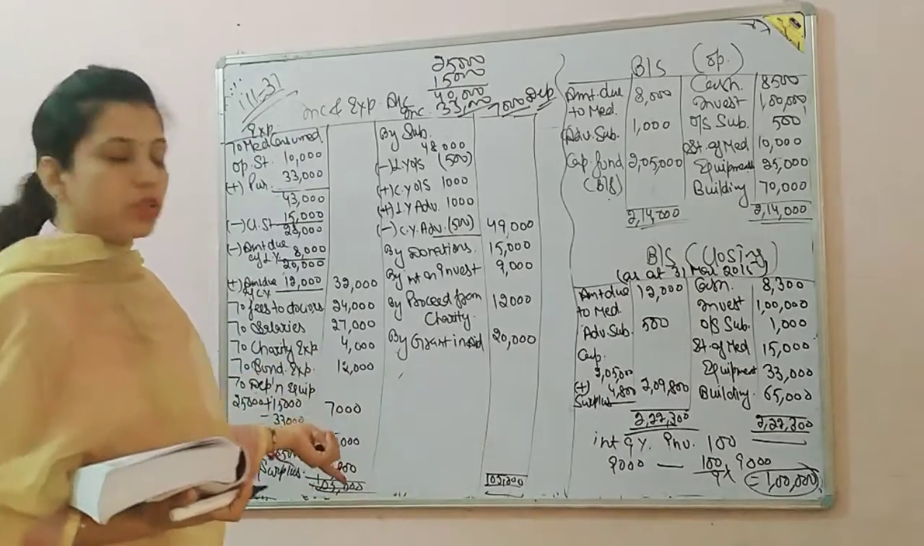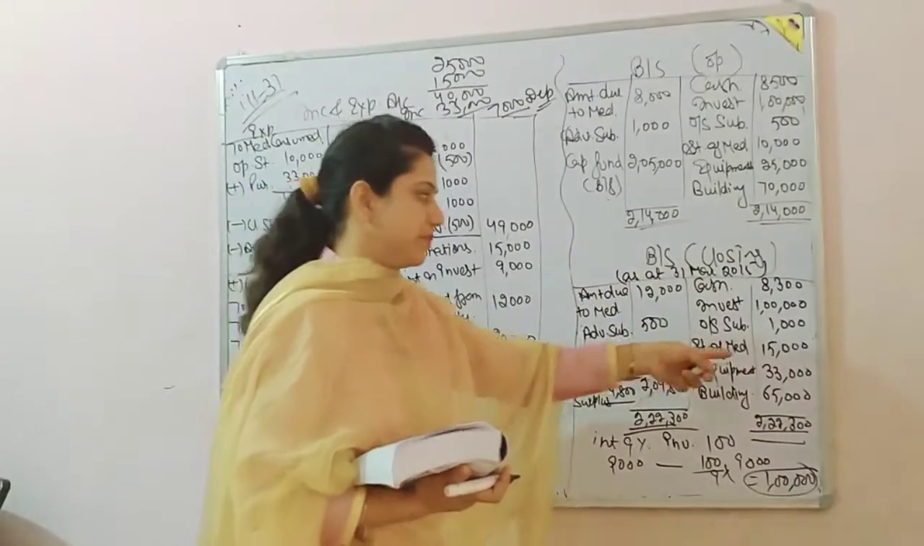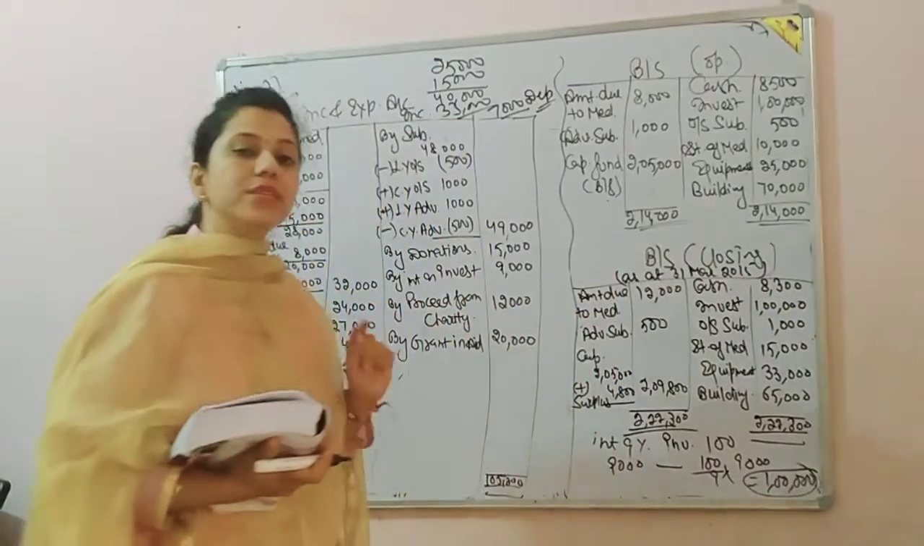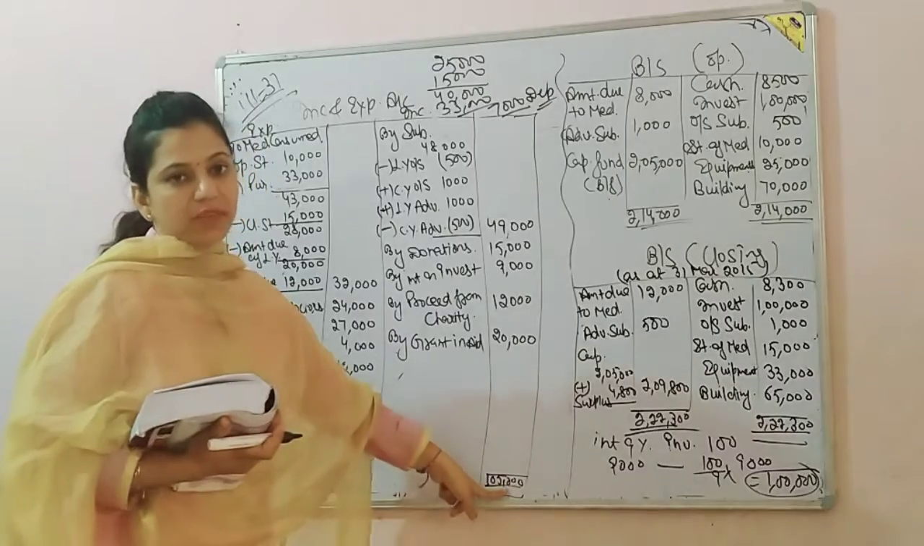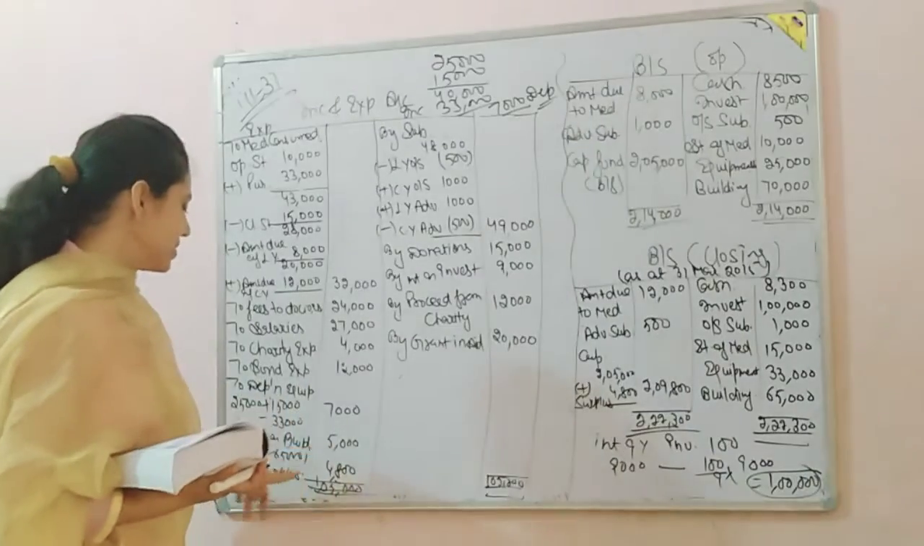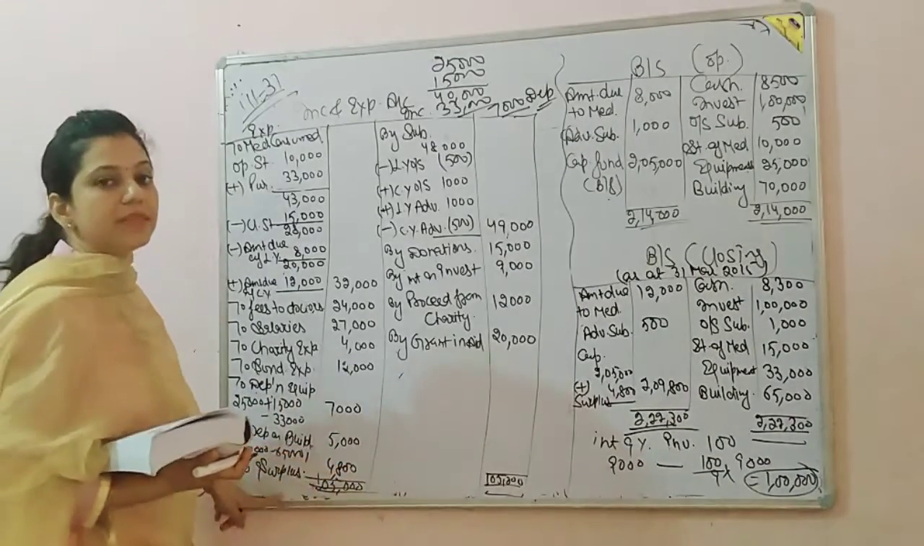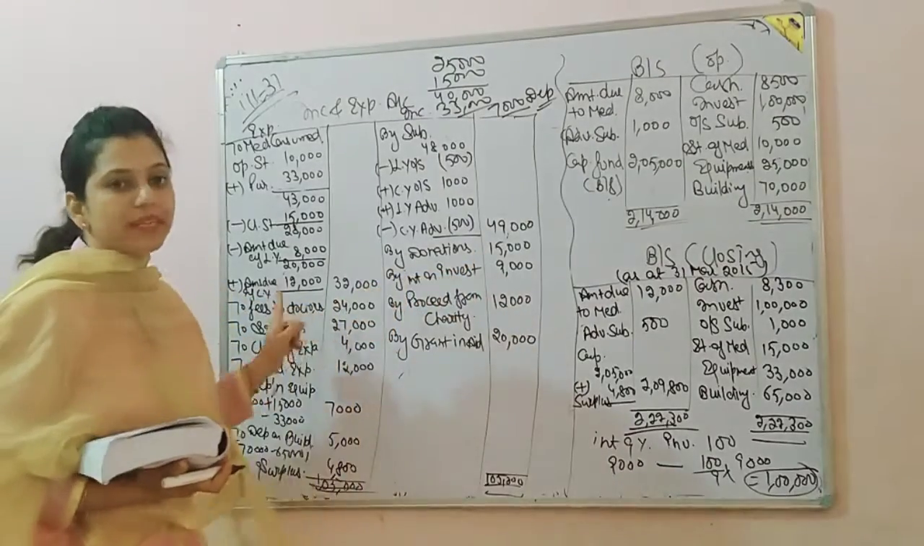And the last is closing balance. We have already written it. Closing cash. Now you just have to make a total. In credit side we have total of 1,05,000. In debit side there is a less of 4,800. So it is excess of income over expenditure.